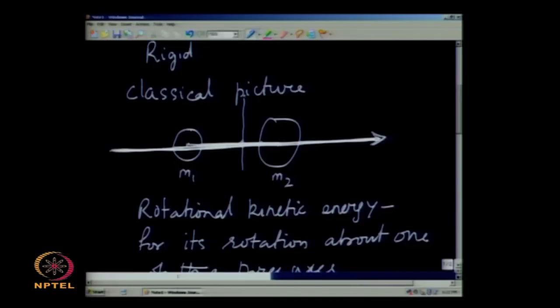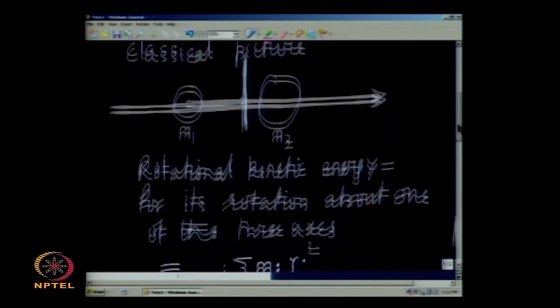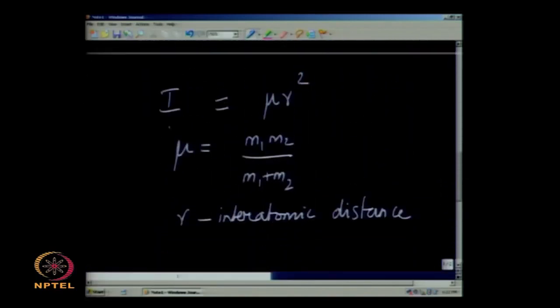Now, what about the rotational kinetic energy associated with the axes perpendicular to the bond axis? The perpendicular distances are the same for both of them, and the masses being m1 and m2, this formula tells you for both those axes the moment of inertia I is given by the simple formula mu r square. It is a very elementary classical mechanical formula. You can derive that, and in fact that should be one of the exercises for you. The mu being the reduced mass and r being the interatomic distance leads you to the formula for the moment of inertia I.